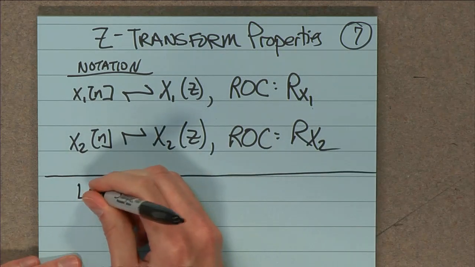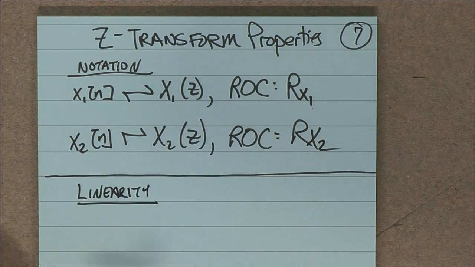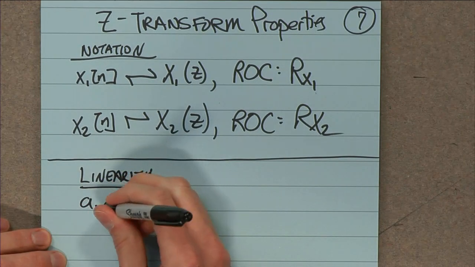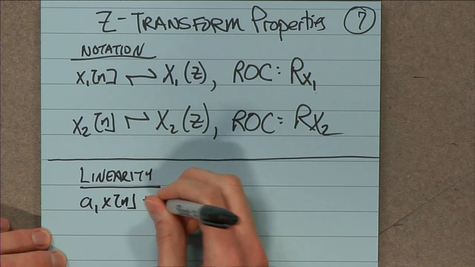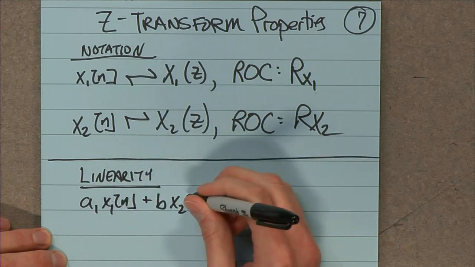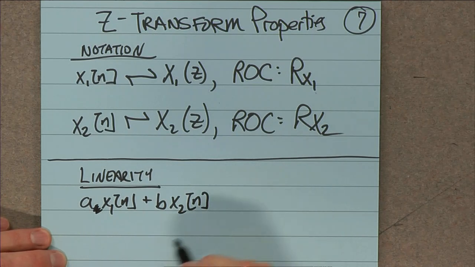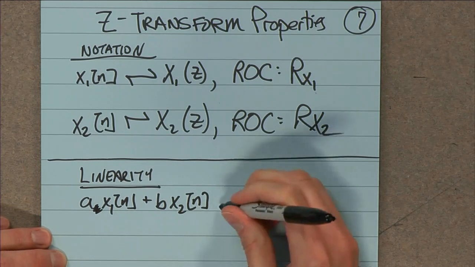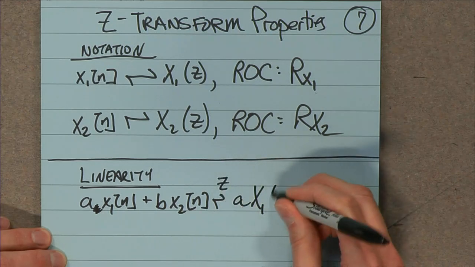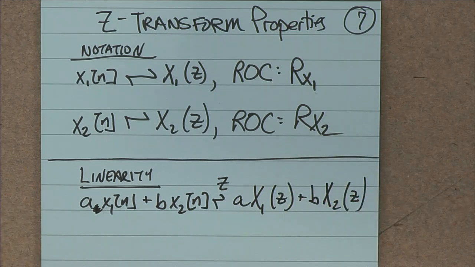So probably first and foremost, linearity. And we already used that just a second ago. So if we have a sequence that can be broken apart into two sequences, x1 and x2, a times x1 plus b times x2, as you'd hope, converts to a times x1 of z plus b times x2 of z.